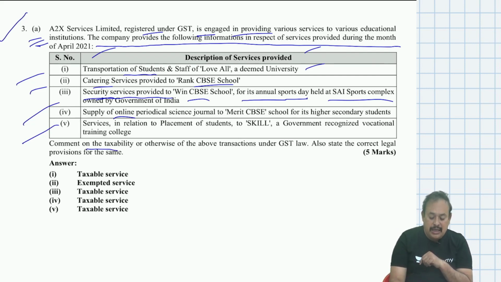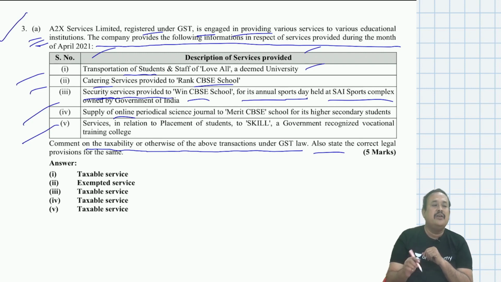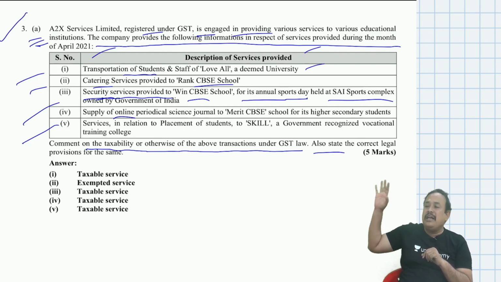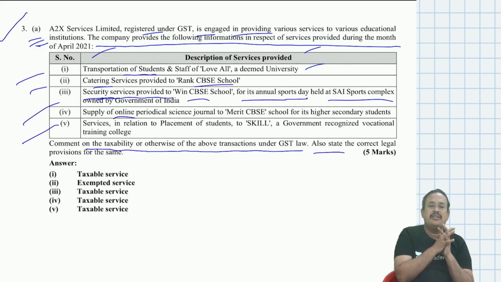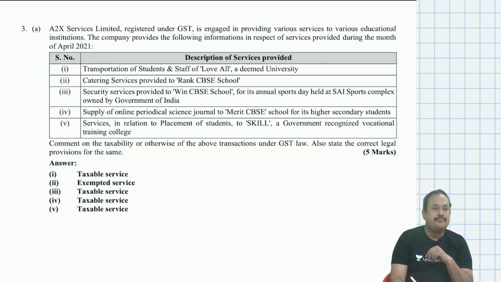Compute the tax liability of the above transactions under GST law. Also state the correct legal provisions for the same. Whether the following 5 transactions are taxable or not, taxable or exempted. Explain with the reasons. Simple question, 5 marks, 5 points in your pocket if you know the provisions. Here, my dear friends, if you refer carefully, analyzing here.